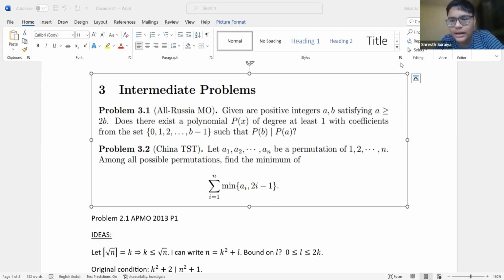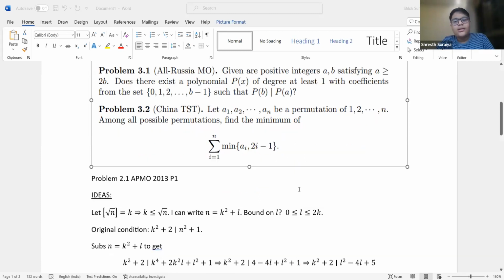Okay. Chalo, any other doubts or something? So I'll start with 3.1.